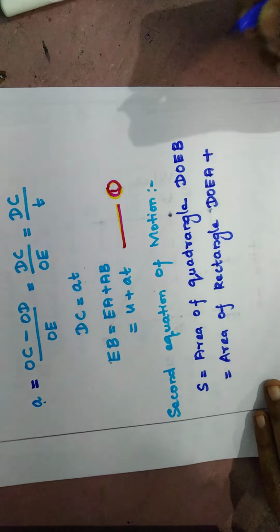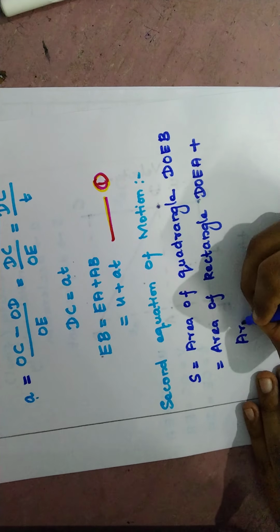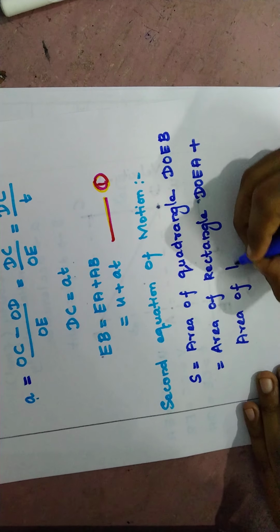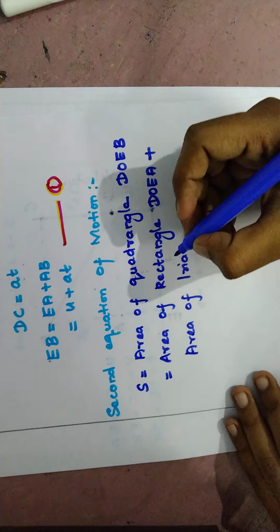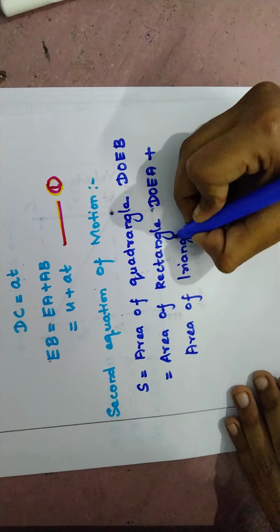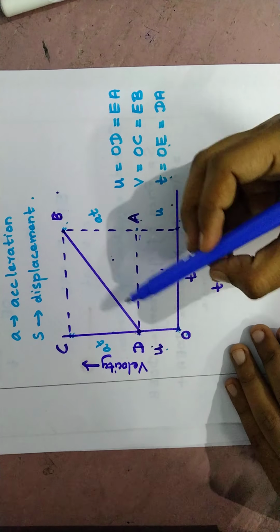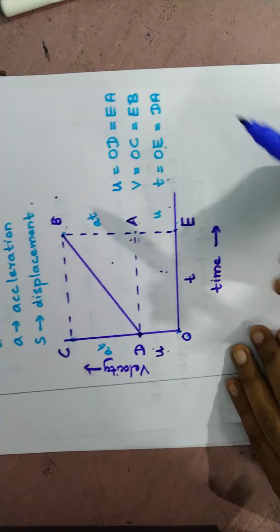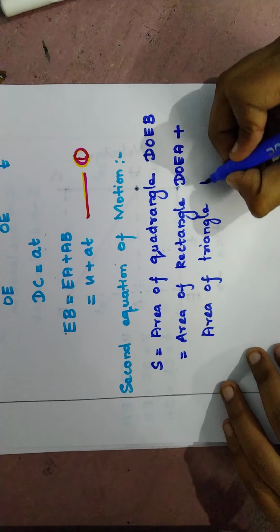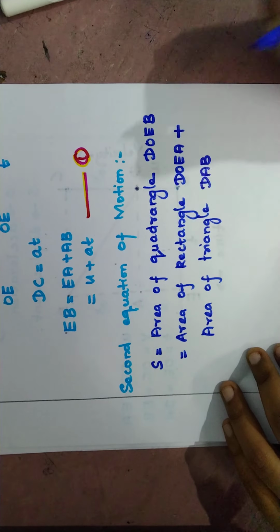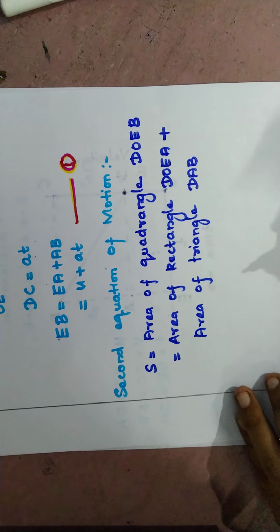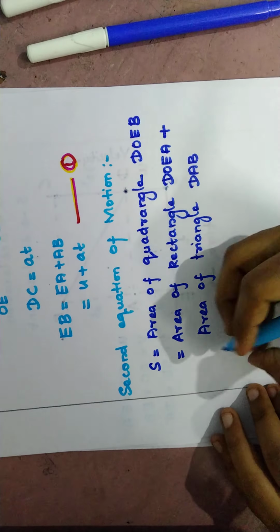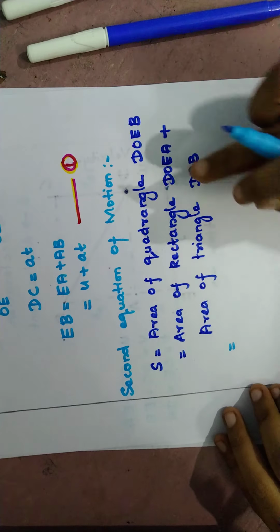DOEA plus, what are the sides? Then area of triangle. What are the sides of the triangle? DAB. DAB is a side of the triangle. So we can write it as area of rectangle plus area of triangle.